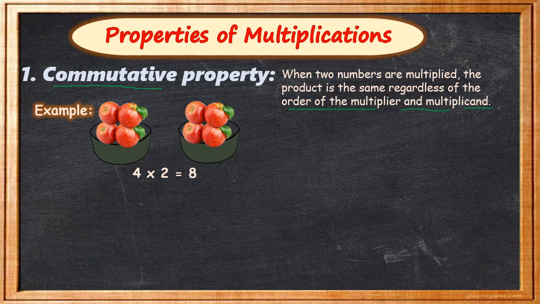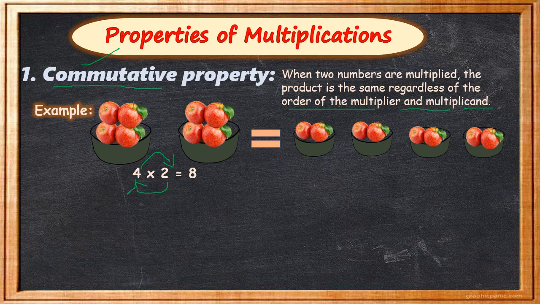Yes, now according to this commutative property, if I change the order of numbers, that means if I bring this 2 here and 4 here, the product will be the same. Now see here.